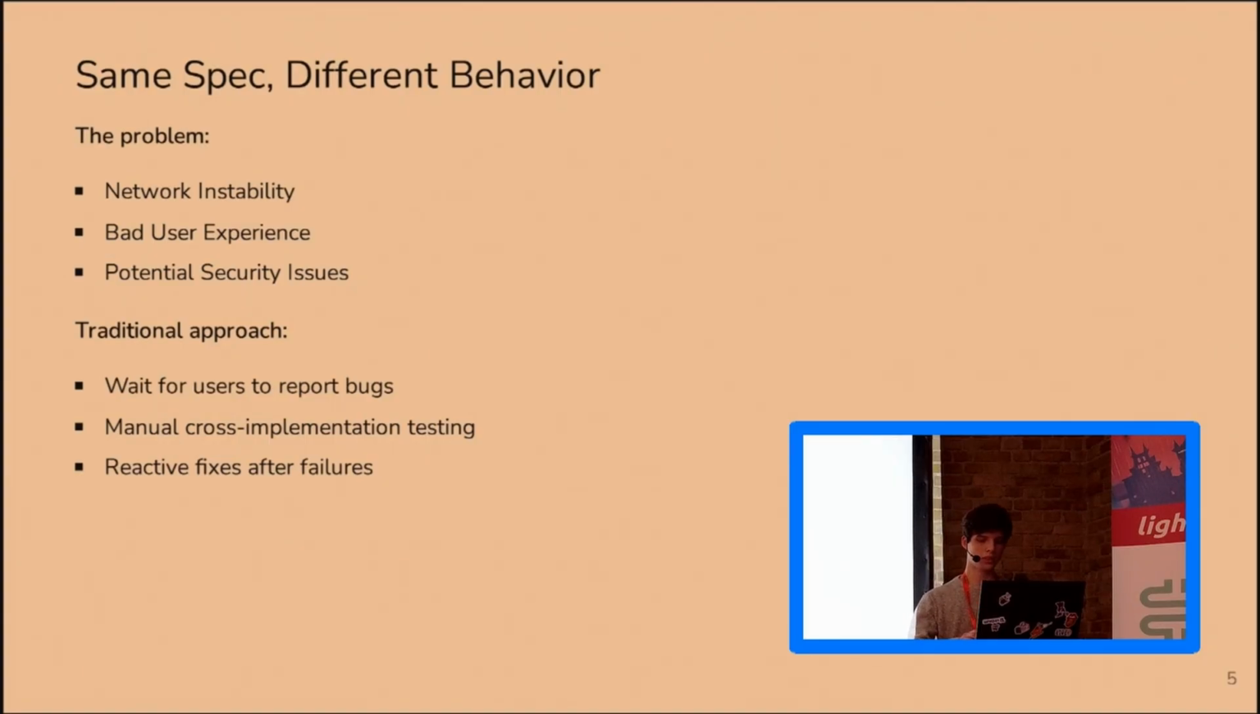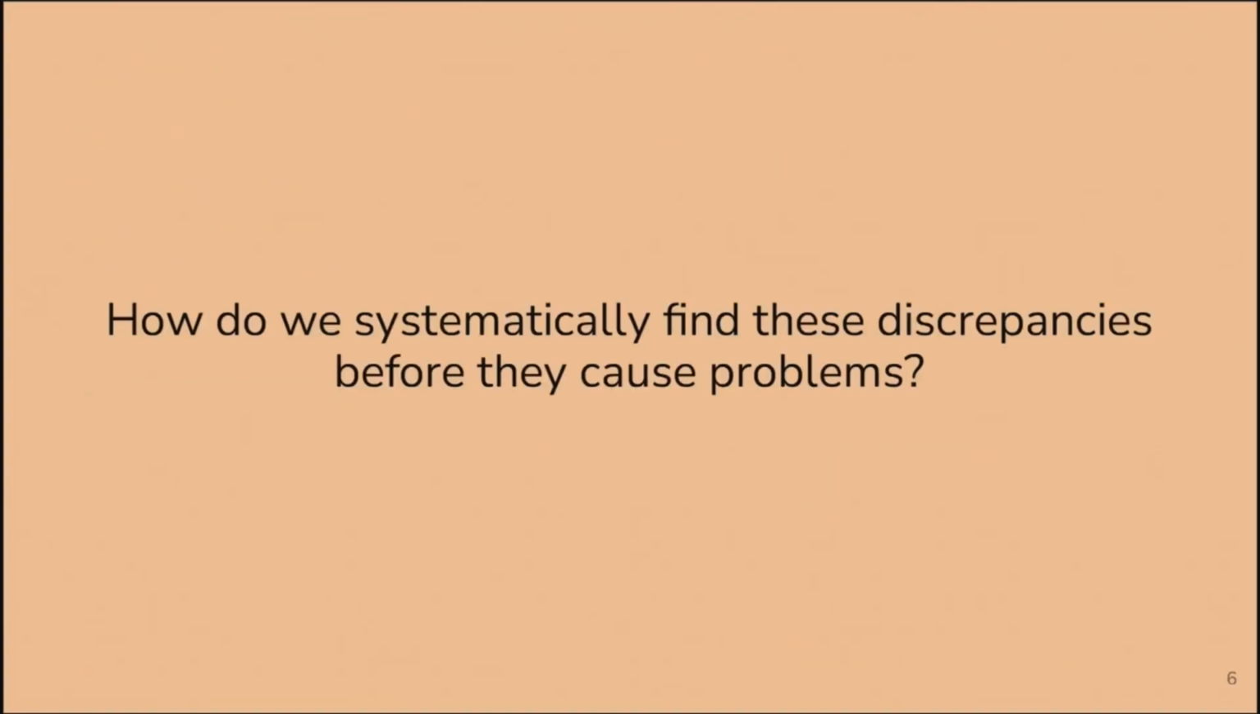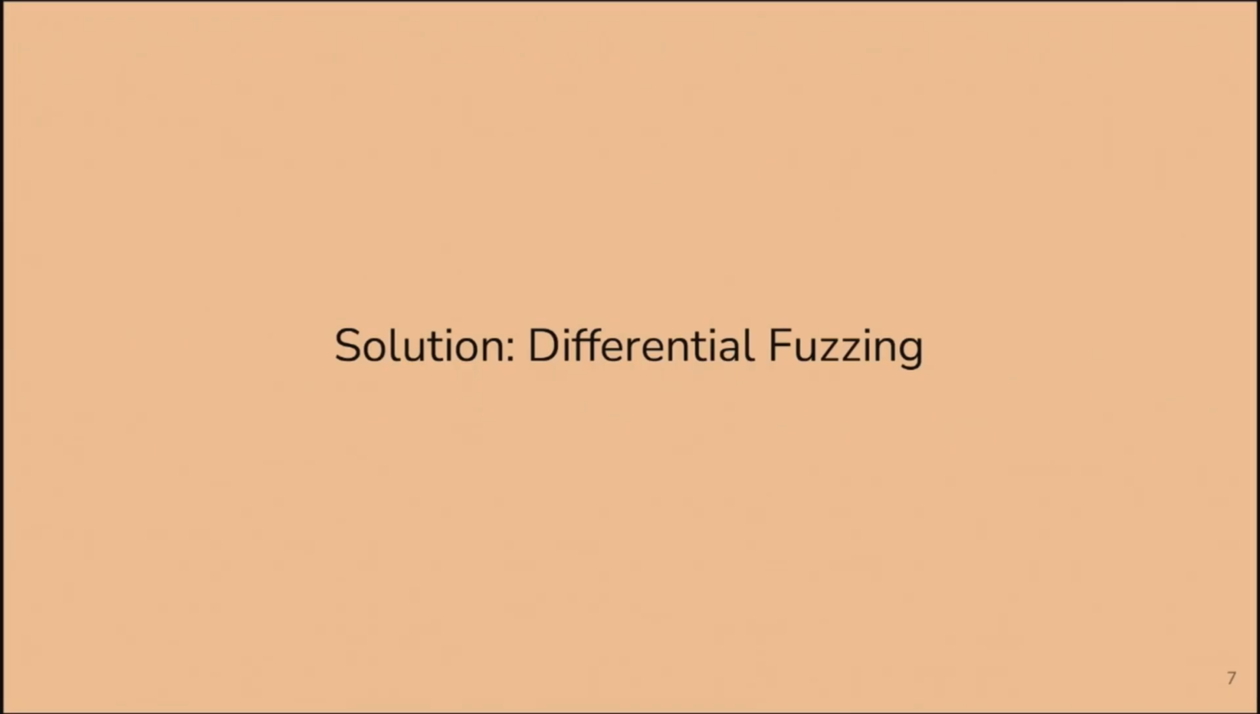So it would be nice if there were a way to systematically find these bugs between those implementations. That's why one way of doing this is by using differential fuzzing.